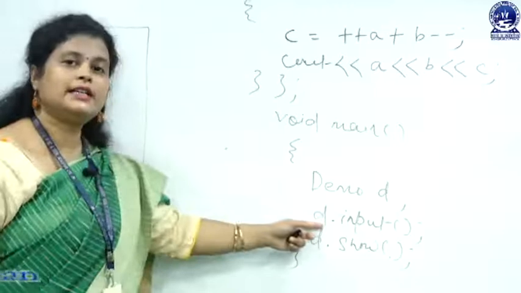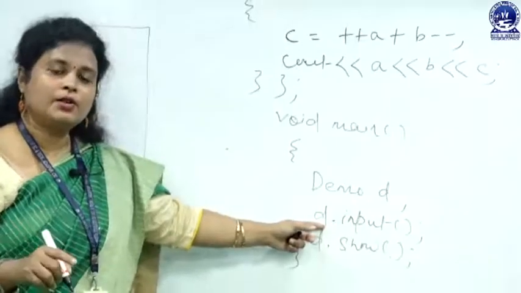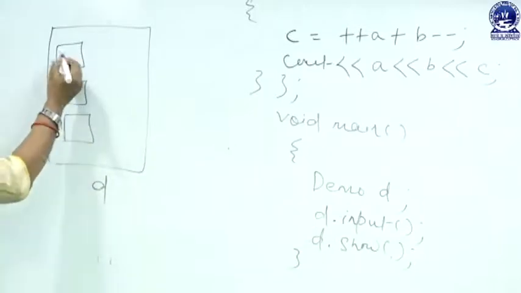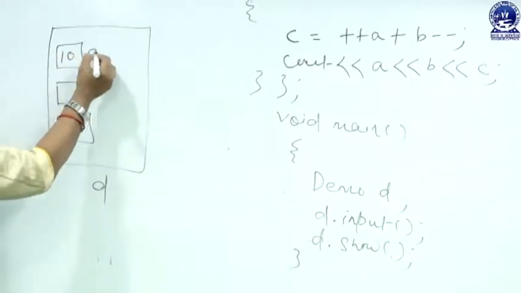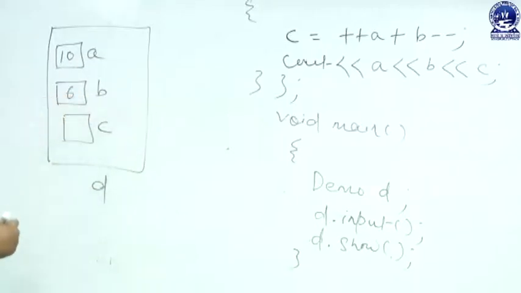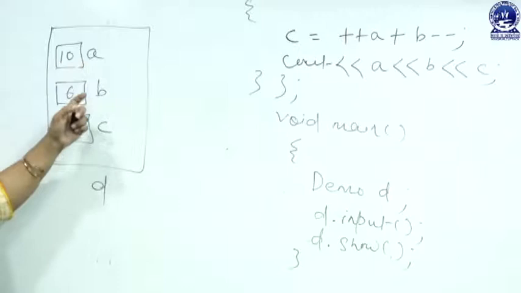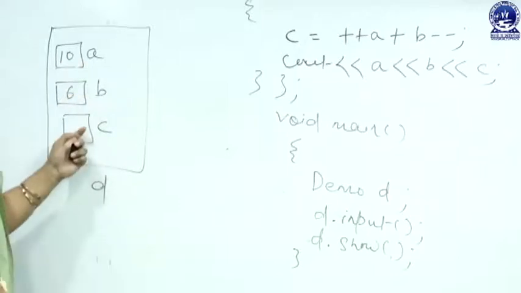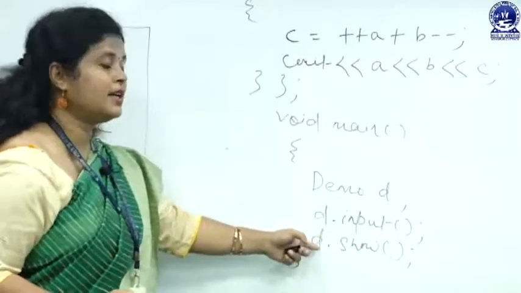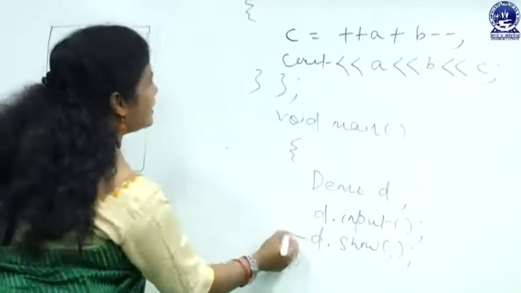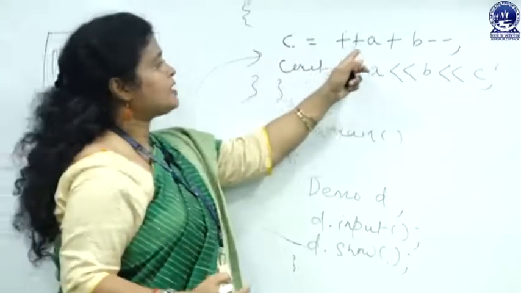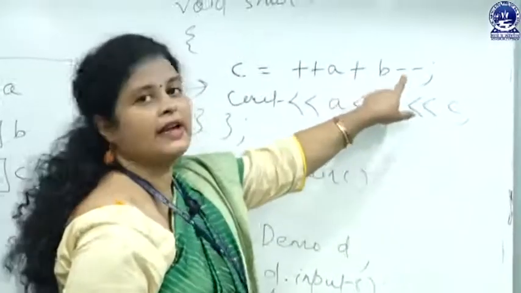When you use d dot input, it will ask you to enter 2 values. You may enter any value, no problem. Let me input here: a value is 10 and b value is 6, and c is empty. Next, when you call d dot show, this part will be executed: c equal to plus plus a plus b minus minus.